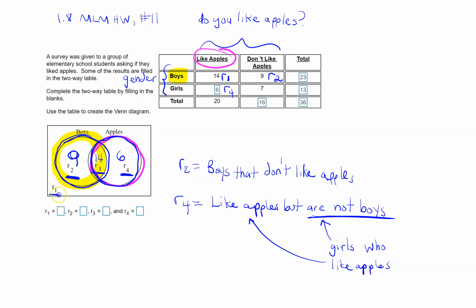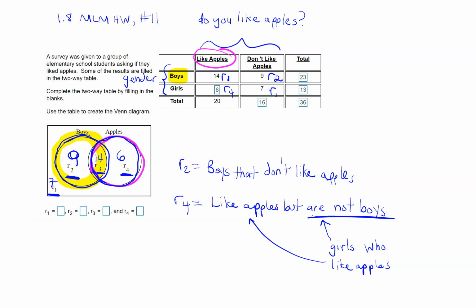Then we have one more region out here, R1. So what do we know about the students in R1? Well, they're not in the boys circle, so they're not boys, and they're not in the apple circle, so they don't like apples. So R1 must be girls who don't like apples. So I'll look in my second row, that's all my girls, but I want the ones that don't like apples, so there's 7. There's 7 girls who don't like apples, so I'd record a 7 out there.